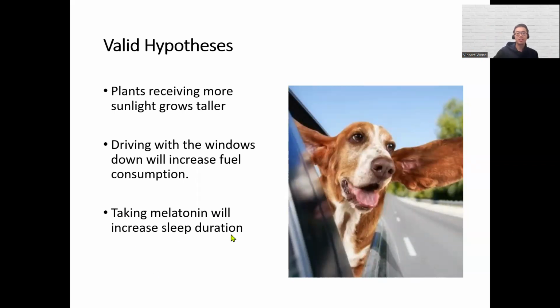Taking melatonin will increase sleep duration. Does it? So you can run an experiment to check that, and it could turn out that it doesn't. That means it's wrong. So it's falsifiable. Okay. So when you write a hypothesis, you have to make sure that it satisfies those two conditions and it makes sense. Does anybody have any question? We'll practice doing hypotheses in a bit, but before that, any question?